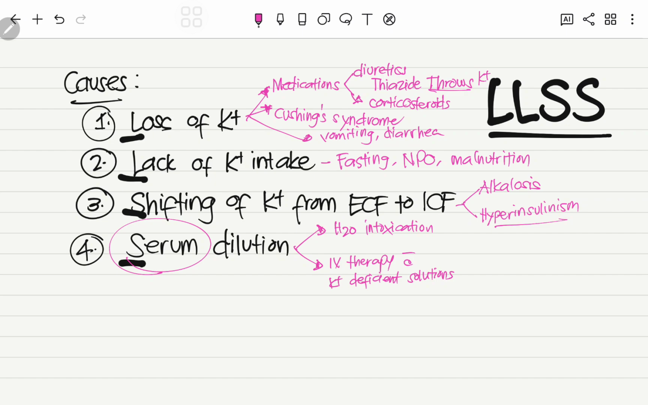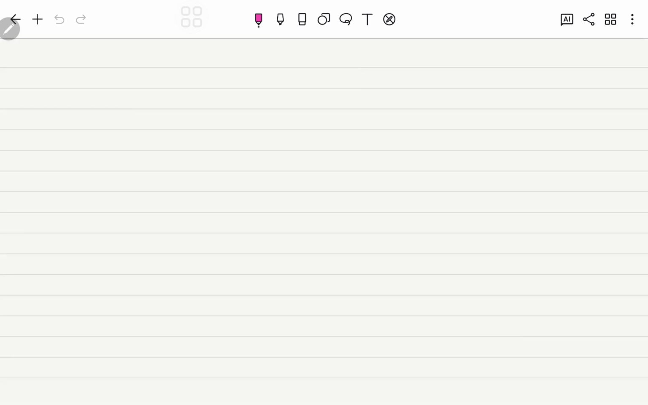Okay, so basically these are the major causes of your hypokalemia: the loss of potassium, lack of potassium intake, shifting of potassium from ECF to ICF, and of course your serum dilution. Okay, so kapag makalimutan po natin to, let's all go back to the mnemonics po natin, LLSS. So, loss, lack, shifting, and of course, the serum. Anong nangyayari sa serum? Nagkakaroon po tayo dito ng dilution. Okay? So, now, let's further discuss this one.